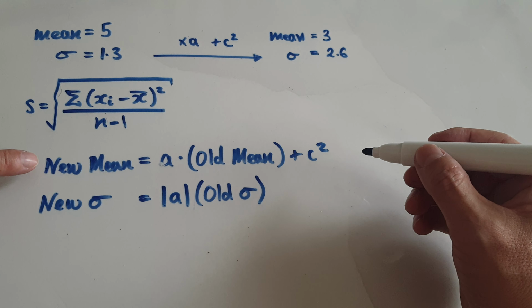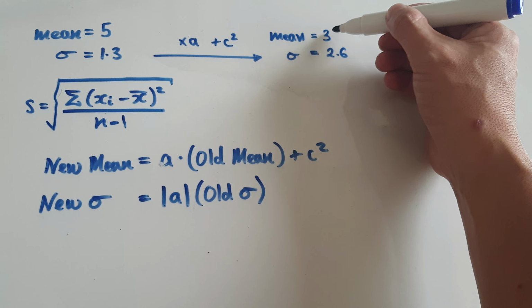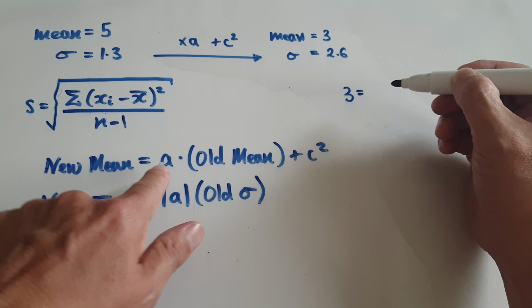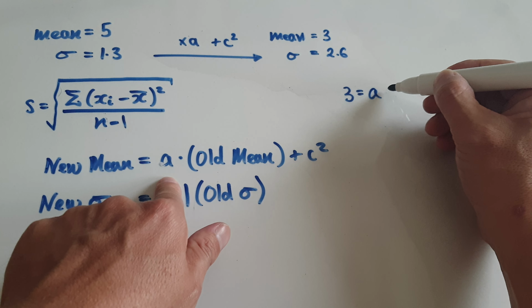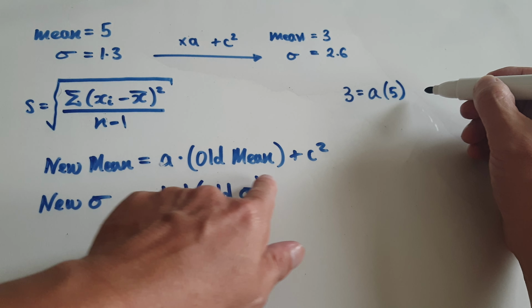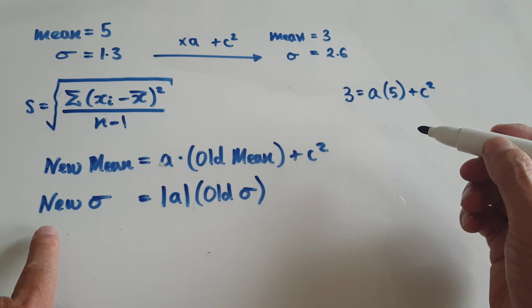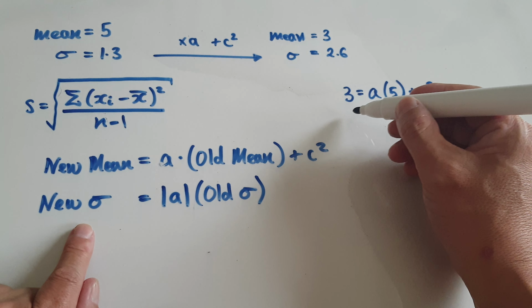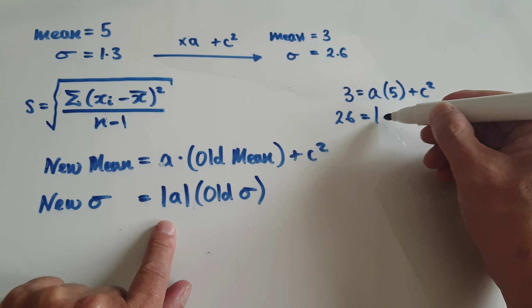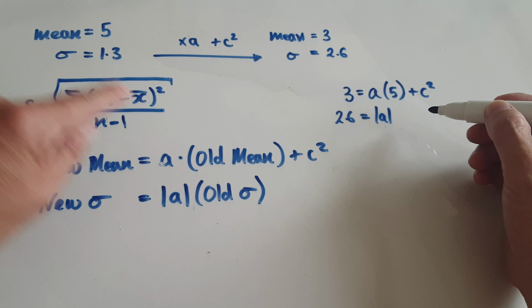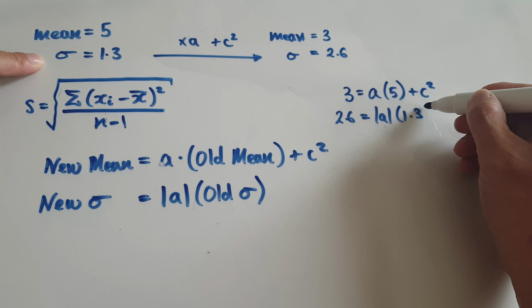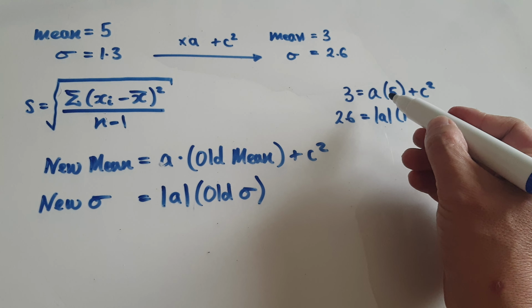So the new mean. This is the new mean. So let's put it into an equation now. The new mean is 3. a times the old mean, which is 5, and then plus c squared. And now let's look at the new standard deviation. 2.6 equals the absolute value of a, times the old standard deviation, 1.3. So now it's just a matter of working out a and c.